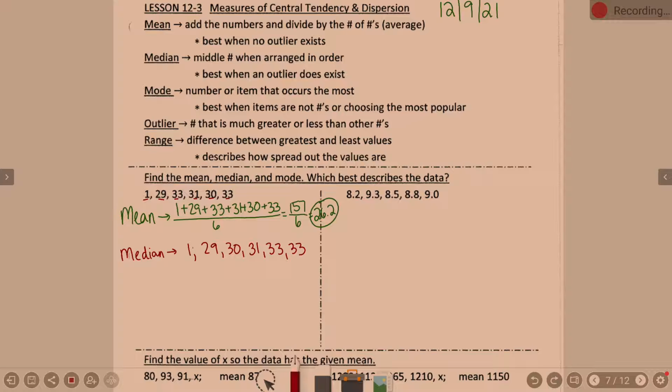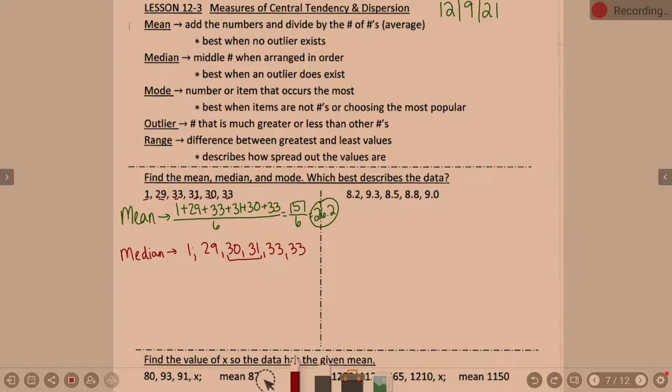A good safe check for me is I always count. I know I'm supposed to have 6 total numbers. 1, 2, 3, 4, 5, 6. I have 6 total numbers. And we're trying to find the middle. So 29 and 33, 30 and 31 are the middle. How do I find the middle number when there's 2? I actually don't know.